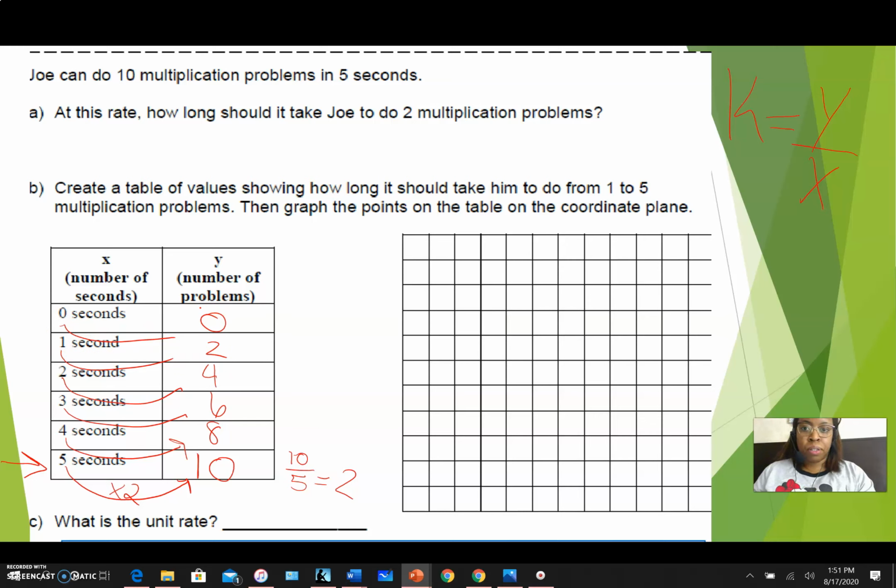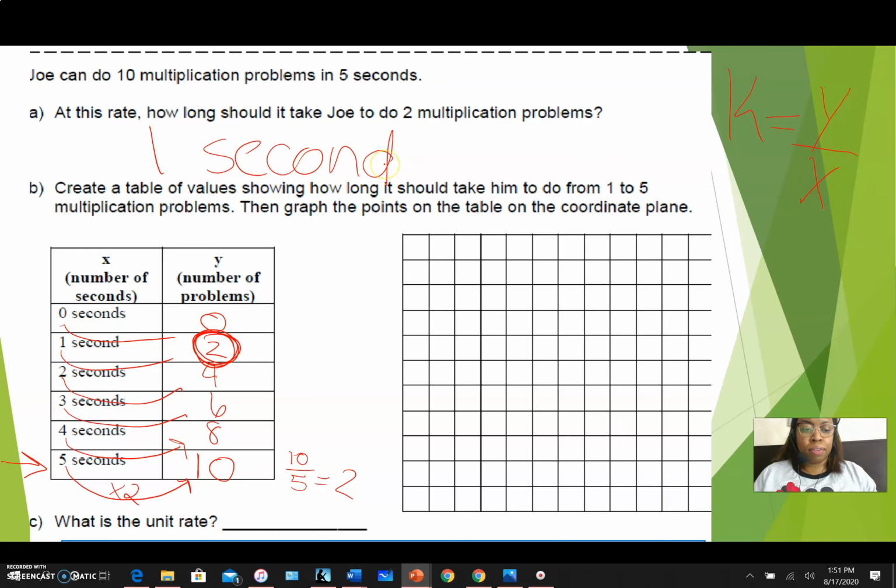Boom. So if we read that question again, at this rate, how long should it take Joe to do 2 multiplication problems? So make sure you're looking at this correct thing. So 2 problems takes Joe 1 second.